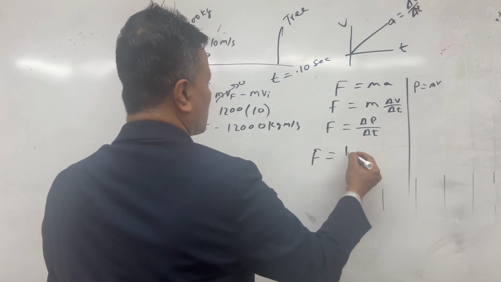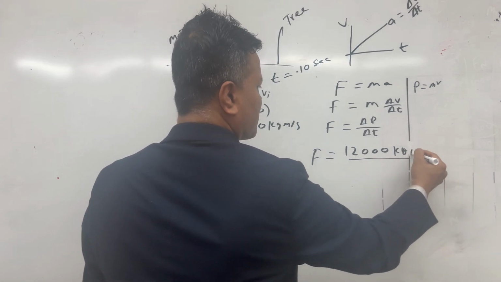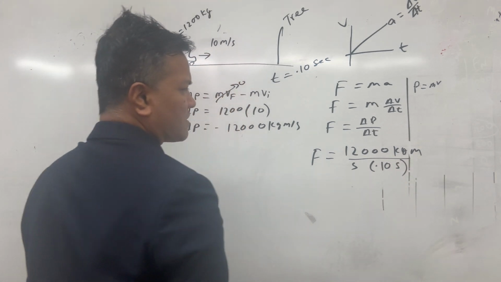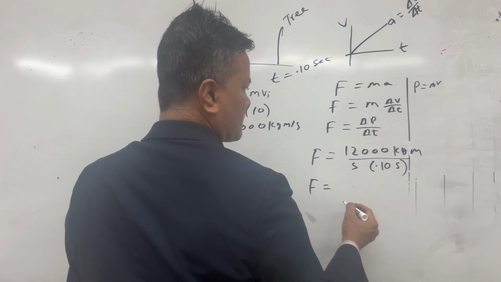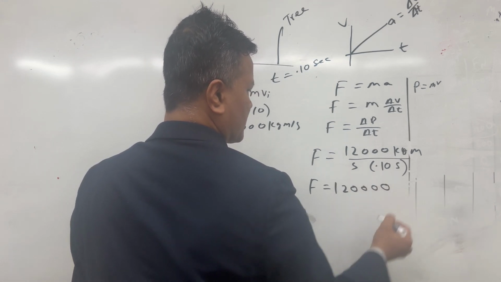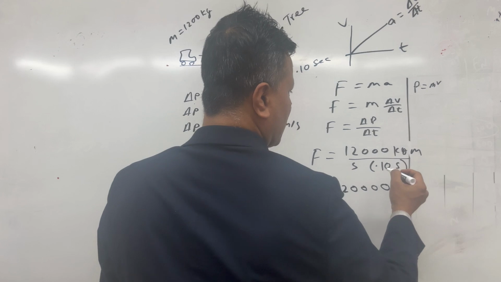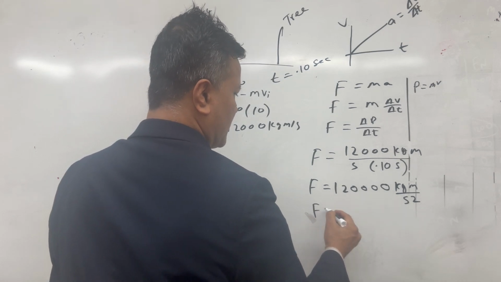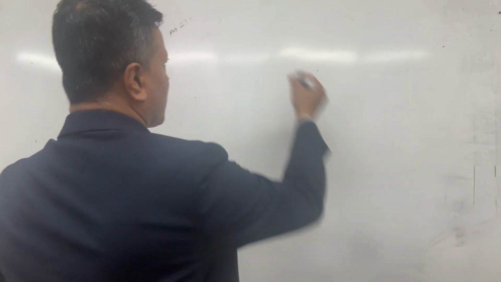F is equal to 12000 kilogram meter per second, and the t is 0.10 second. So what we have is 120000 kilogram meter per second square. Kilogram meter per second square has an SI unit, and that is Newton. So F is equal to 1.2 times 10 to the 5 Newton.